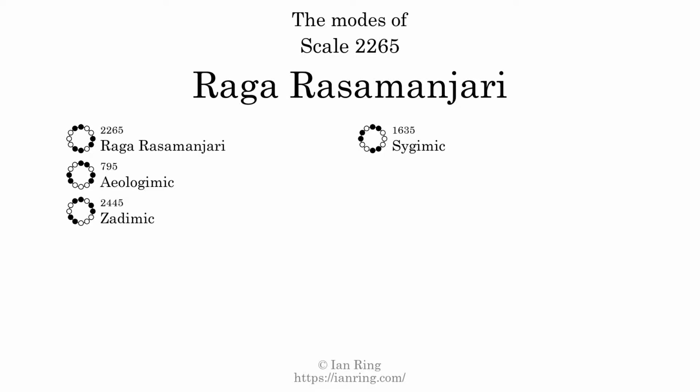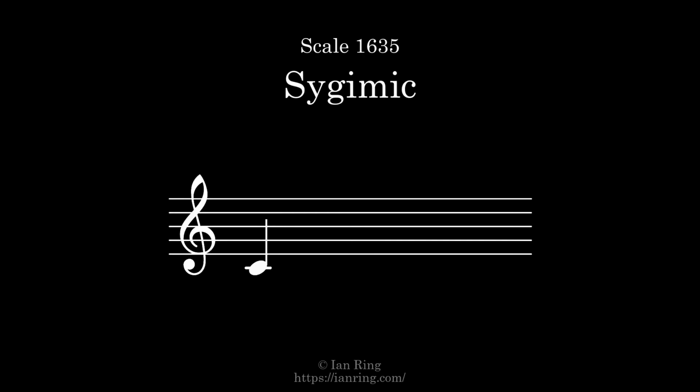The fourth mode is scale 1635, also known as Heteromorphisms. It sounds like this.